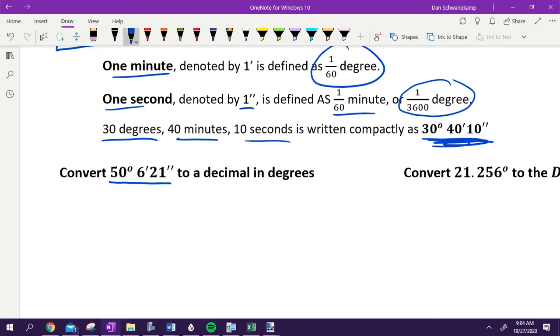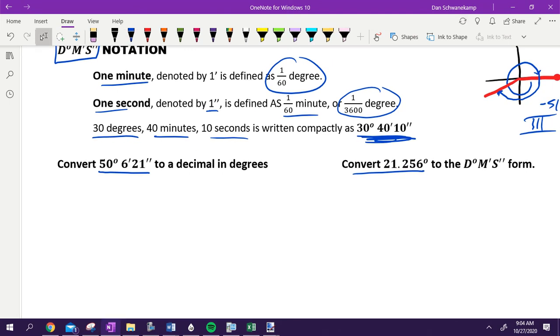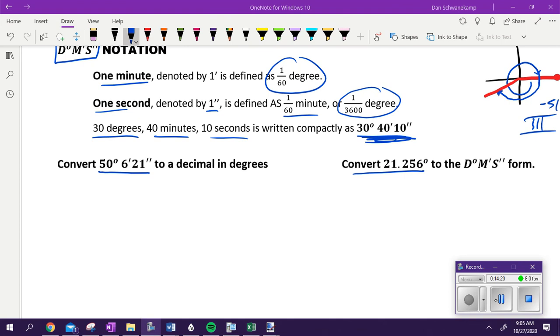Convert this thing. You've got 50 degrees, 6 minutes, and 21 seconds. Convert it into degrees as a decimal. You know how to do that. Think of it like hours, minutes, seconds, and make that conversion. Do that with your neighbor, and you can do the other one as well. Convert 21.256 degrees to degrees, minutes, and seconds. Use your brain. Figure it out. We'll talk about it here in a second.